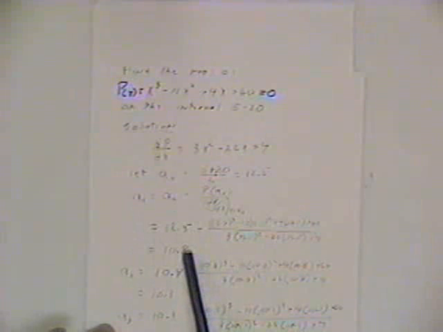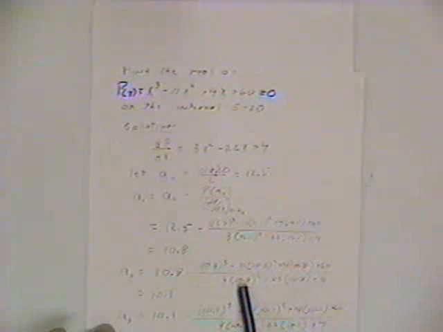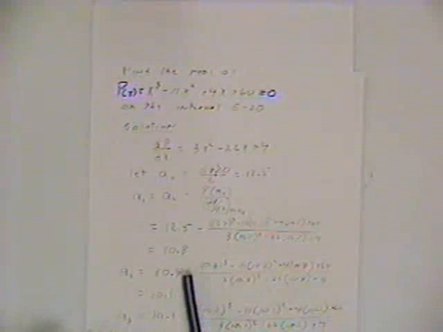That's not necessarily good enough. We had a pretty big jump between our first guess of 12.5 and our first improved estimate of 10.8, so we'll do it again. All right? We evaluate the function p of x at the value x equal 10.8. We evaluate the first derivative at a value of x equal to 10.8, subtract that ratio from the estimate 10.8, and we come up with 10.1.